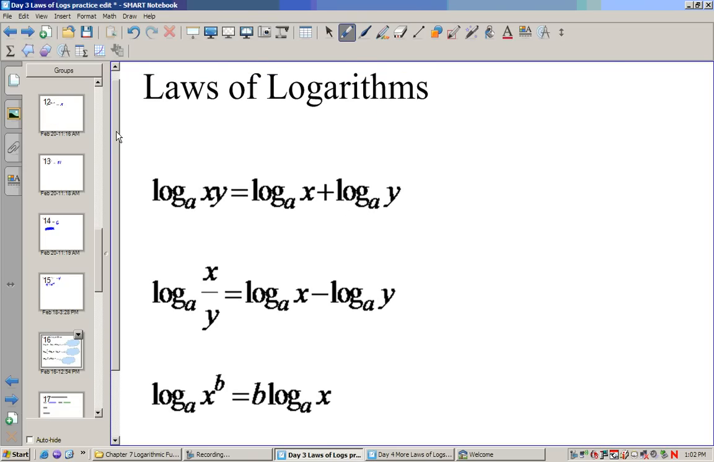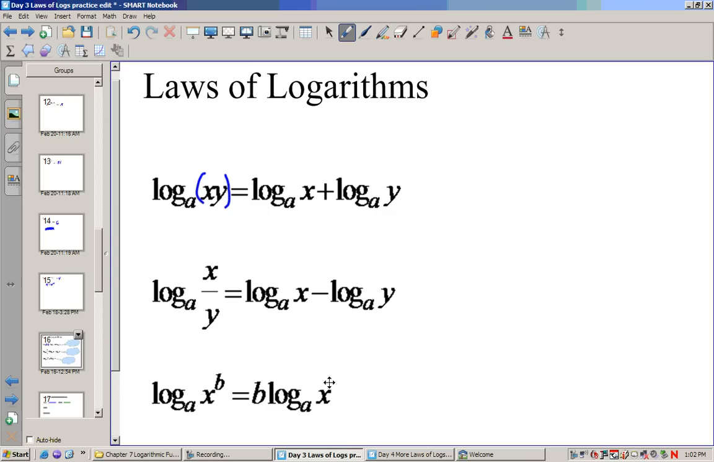Alright, laws of logarithms. If I am multiplying two values together within a logarithm, I can separate it and have log base a of x plus log base a of y. So if I'm multiplying, I can add. If I have log base a of x over y, I can take the log base a of the top minus log base a of the denominator.